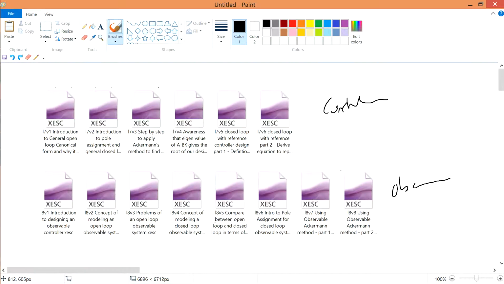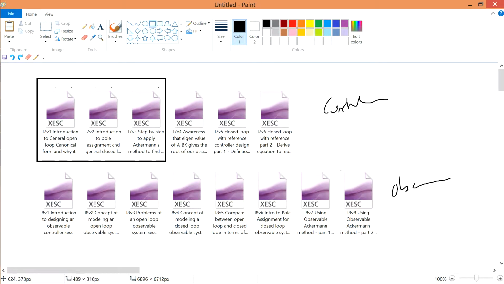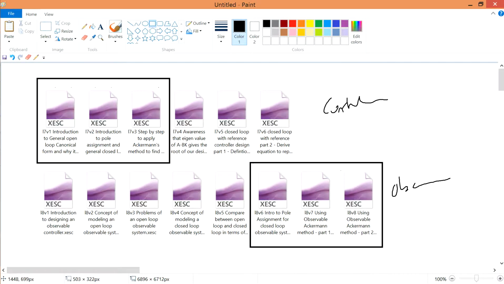Alright, so for the Ackermann's or pole shifting, for the controller side, this part is going to talk about the Ackermann's, while these things over here are going to talk about the Ackermann's. Alright, so we have cleared away the Ackermann's part.